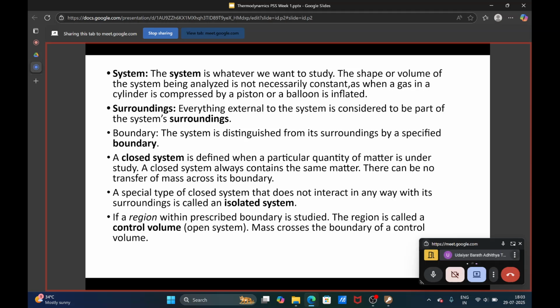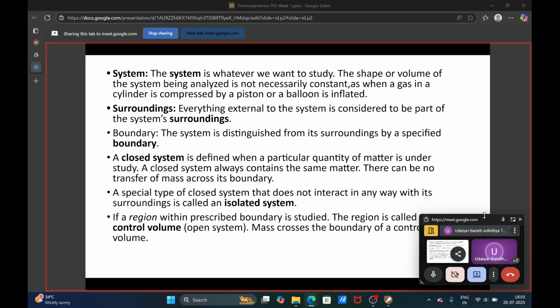So next is surrounding. So what do you call this surrounding? So surrounding is anything but the system. Anything outside of the system, that you call surrounding. So environment, so your whole universe except what you are studying becomes your surrounding.